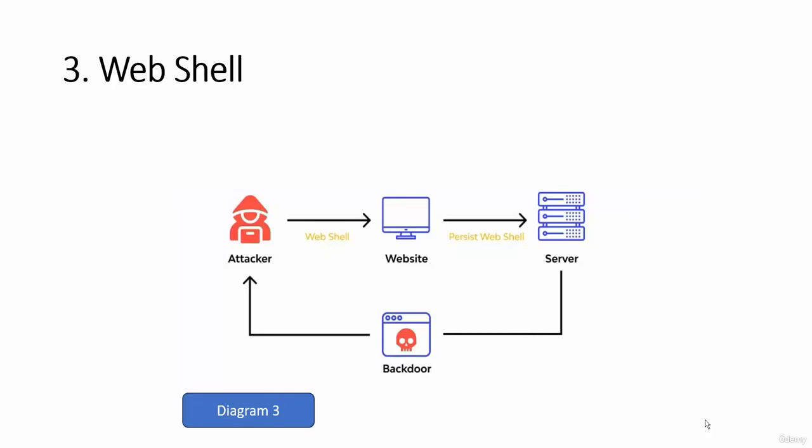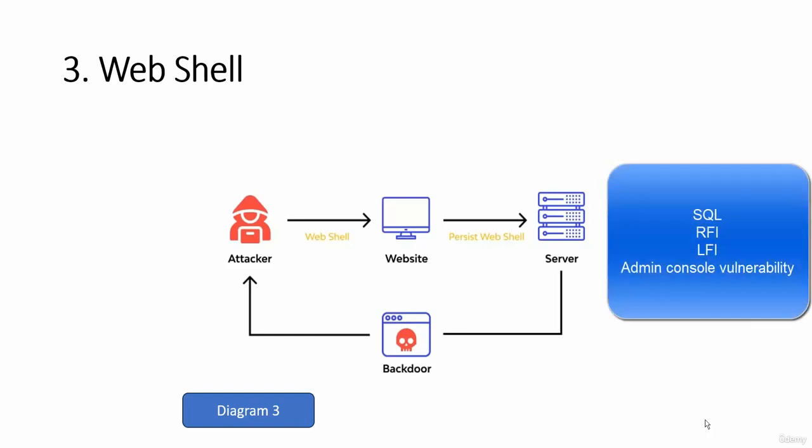Third is web shell. A web shell is a harmful code fragment fabricated using server side programming languages like Perl, Ruby, PHP, or Python. It is installed on a web server and grants unauthorized access or administration control to attackers from remote locations over the targeted system. An attacker uses various methods to deploy the web shell on the target server, like SQL injection, remote file inclusion, local file inclusion, and vulnerability exploitation in the admin console.